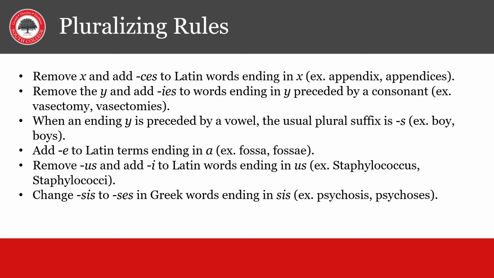Just add E to Latin terms, making a word like fossa become fossae. We can make words ending in US plural by adding an I, so we have staphylococcus become staphylococci. When there is more than one, if you suffer from more than one psychosis, then change that IS to an ES and get psychoses.